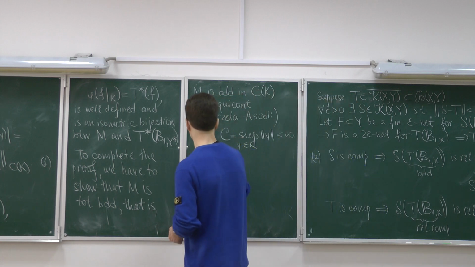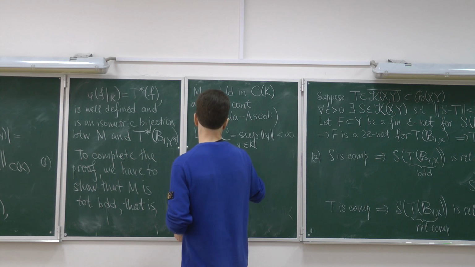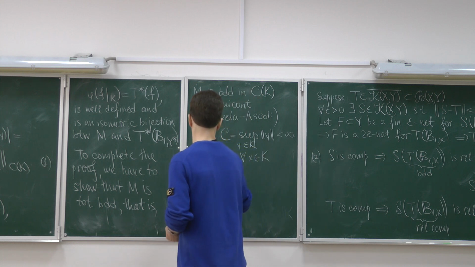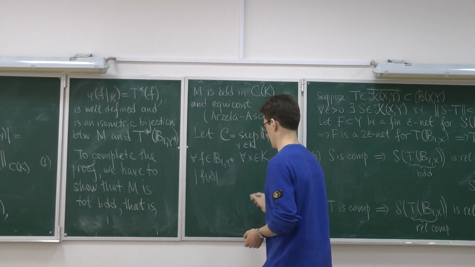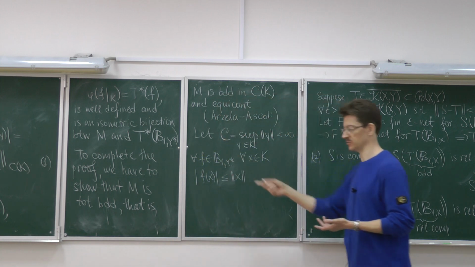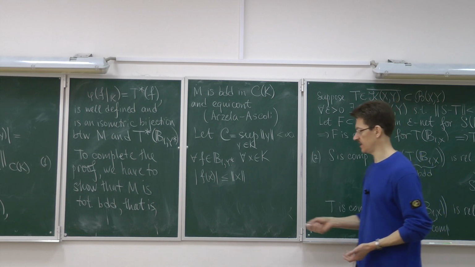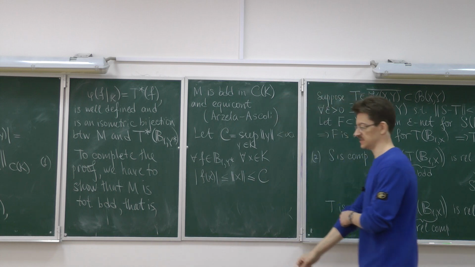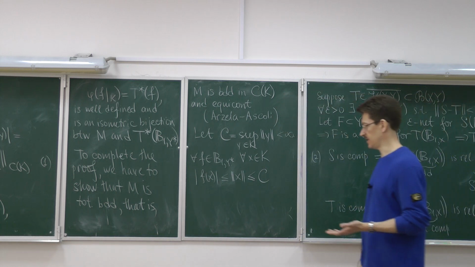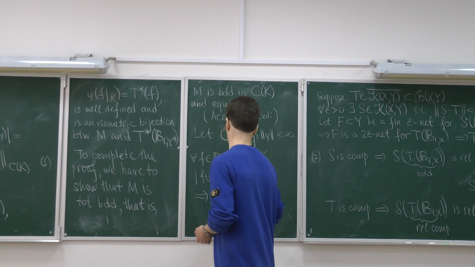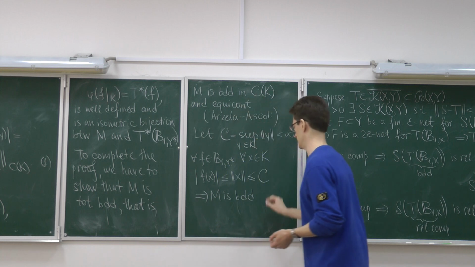Then, for each bounded functional f in the unit ball of Y star, and for each point x in K, the absolute value of f of x, of course, is less than or equal to the norm of x, because the norm of f is less than or equal to 1. And the norm of x is less than or equal to c. And c is a constant. And so this implies that M is bounded in C of K.